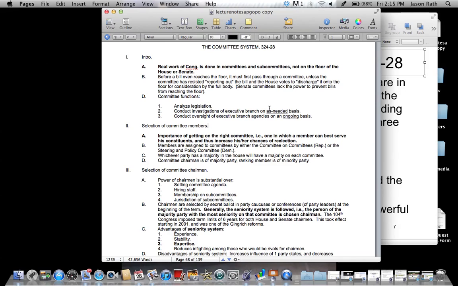The 3 committee functions are: they analyze legislation, bills; conduct investigations of the executive branch on an as-needed basis; and conduct oversight of executive branch agencies on an ongoing basis. That's that checks and balances coming into play.